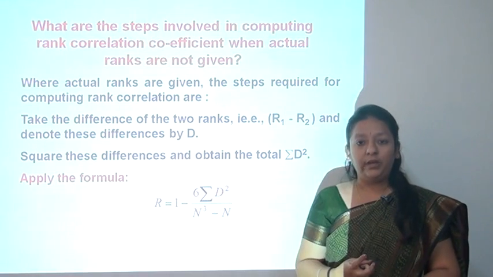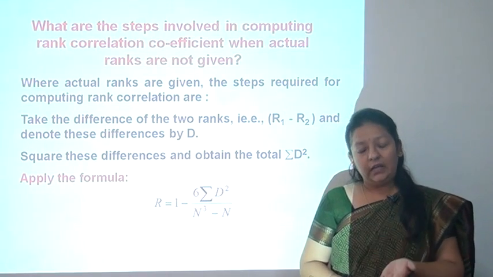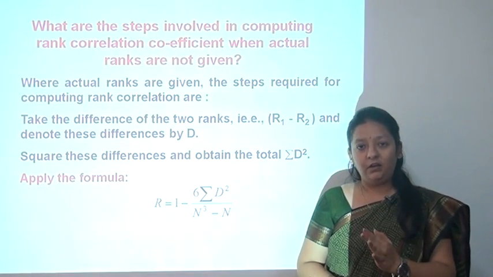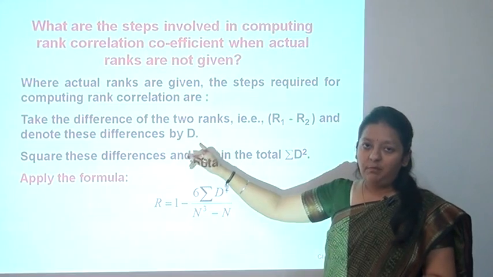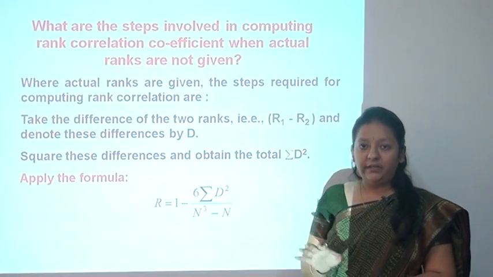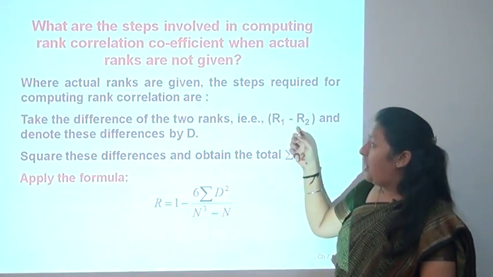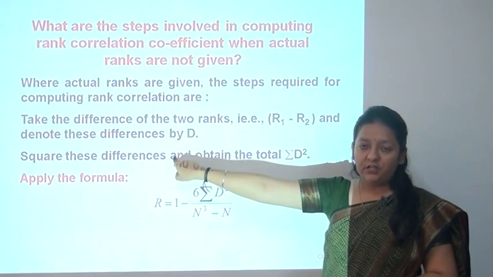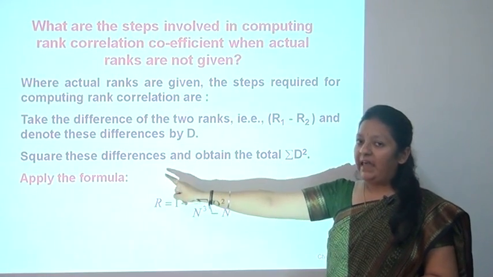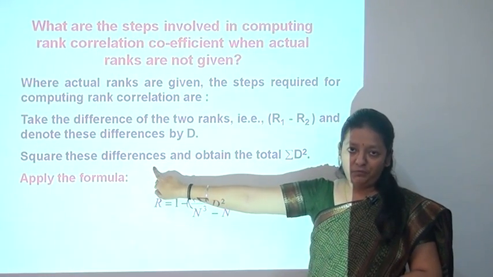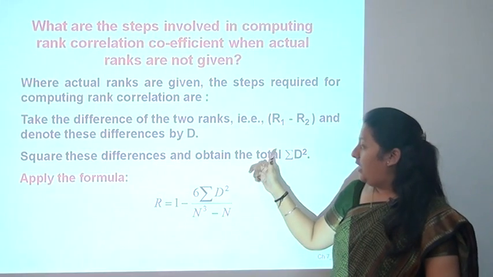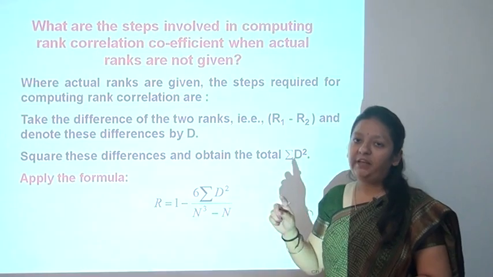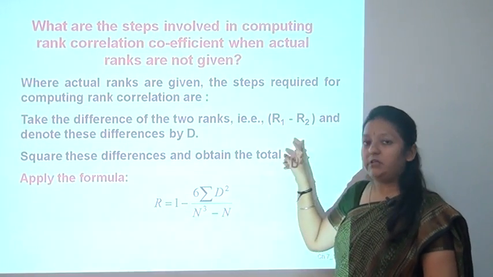Take the difference of the two ranks. When the ranks for two variables are already given, the first step is to take the difference between the ranks of the two variables, R1 minus R2, and denote this difference by D. The next step is to square these differences and take the total of D square, which gives sigma D square.